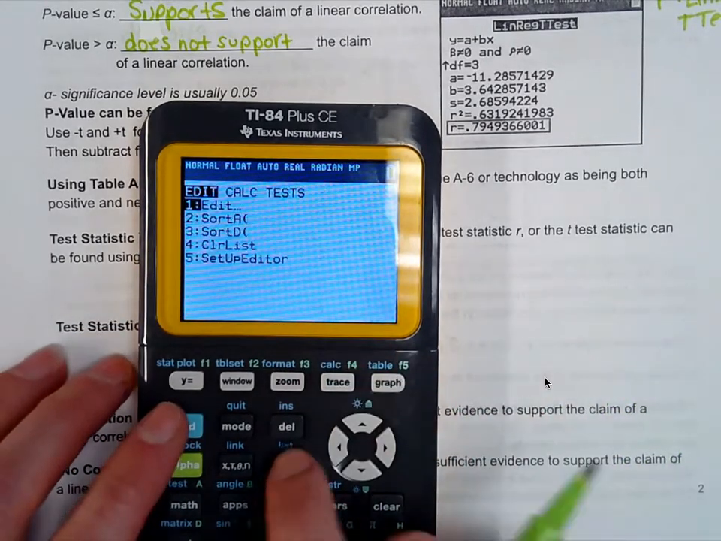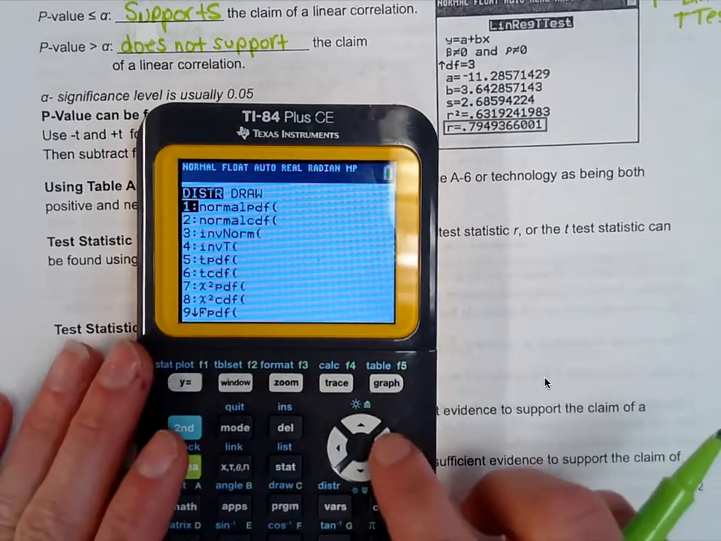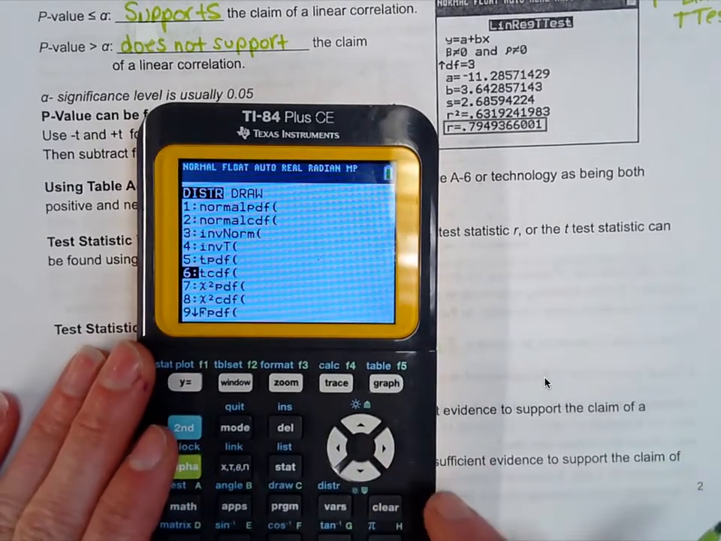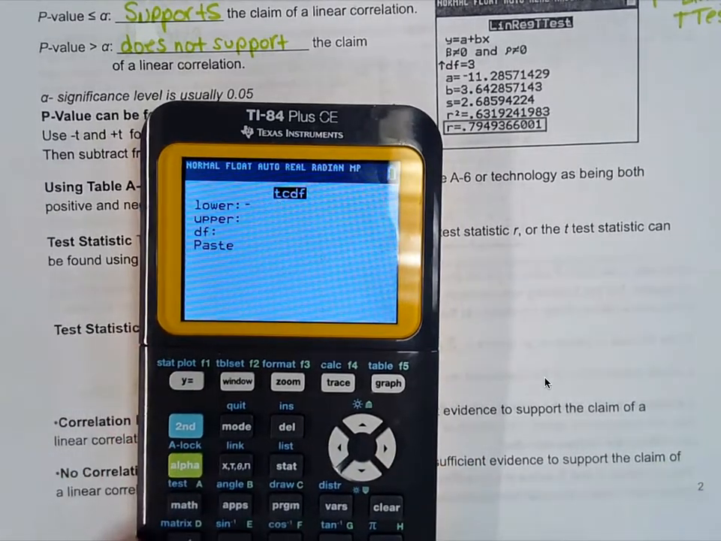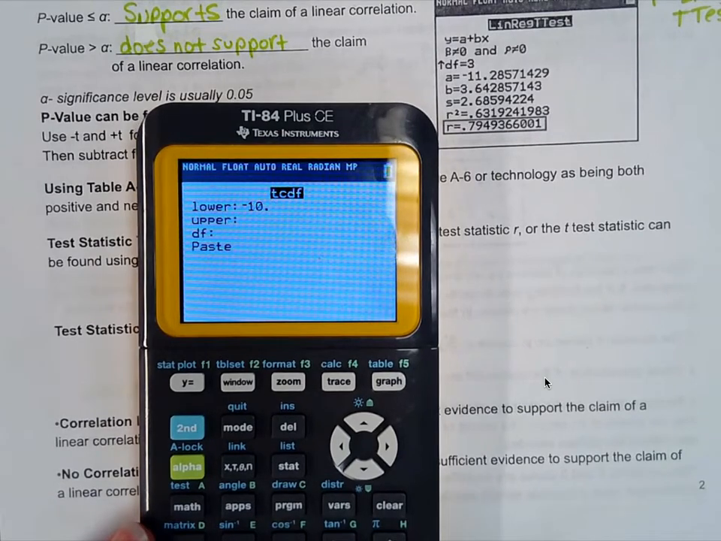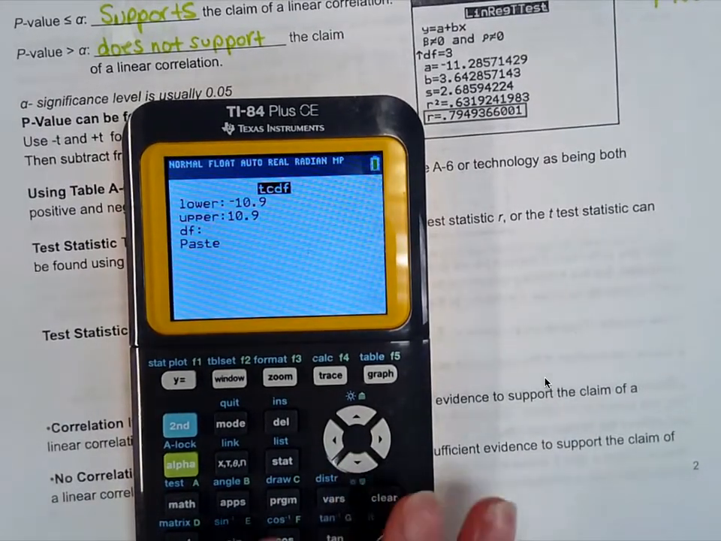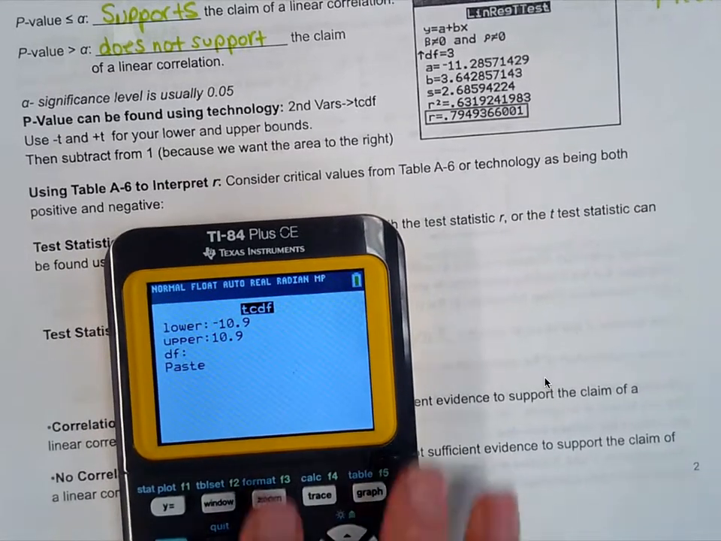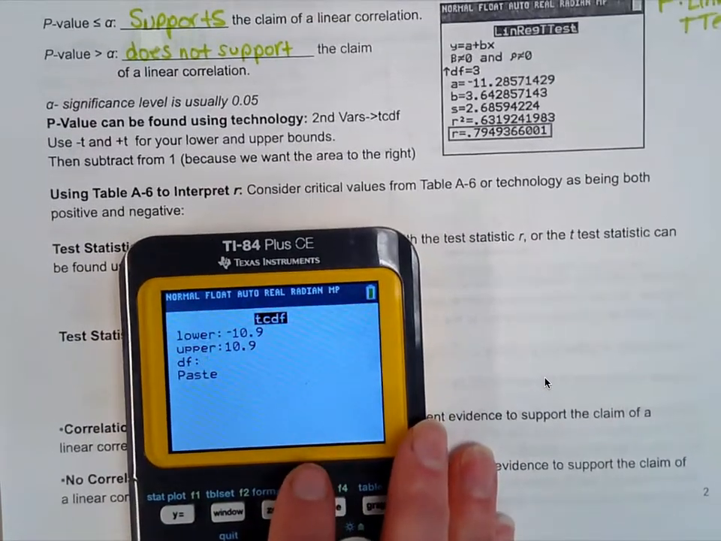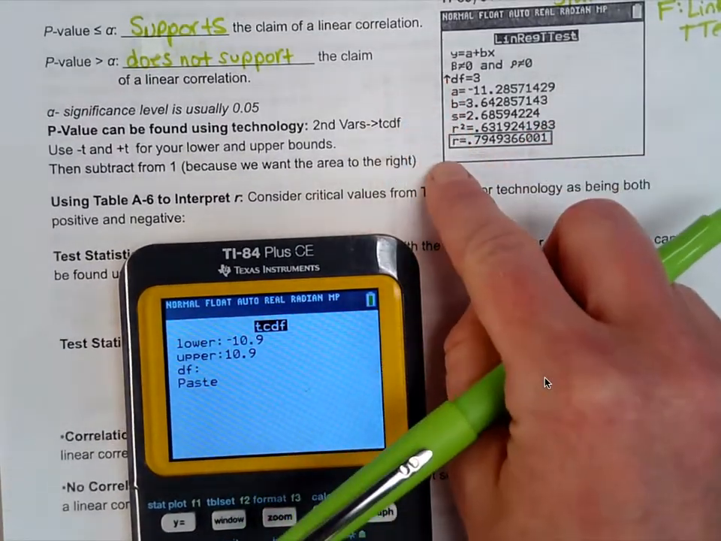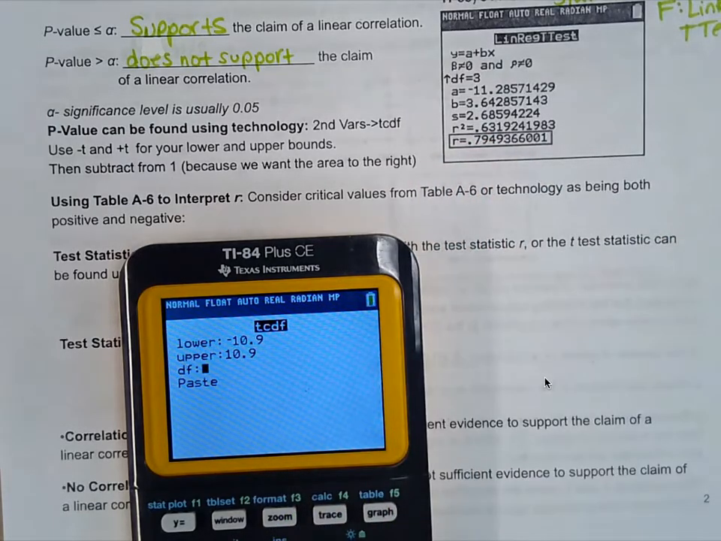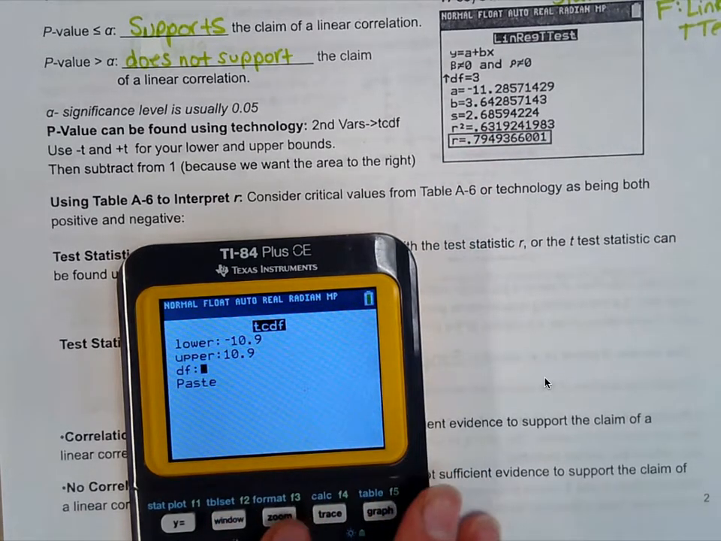I use this t-value from my linear regression to find the p-value. So I would go to TCDF, and it was negative 10 point, what was it, 9? Did y'all pay attention to that one? Something like that, to 10.9. For degrees of freedom, you'd have to know how many data points there are, so we'll actually do that on an example.